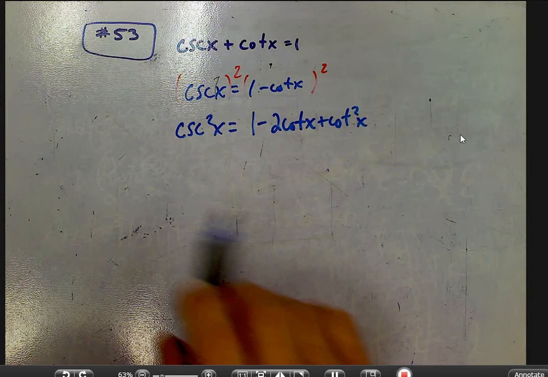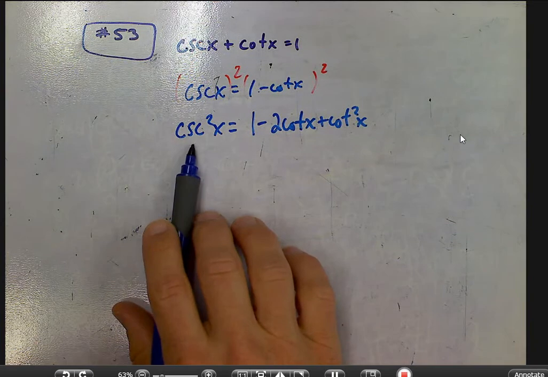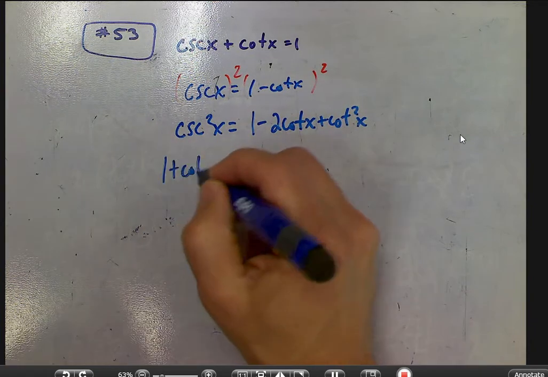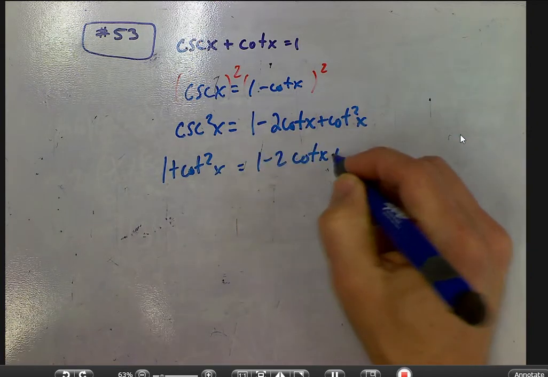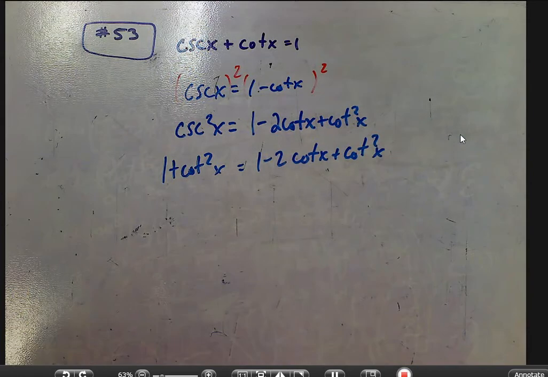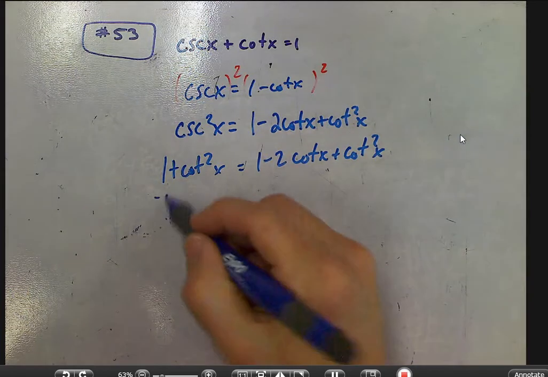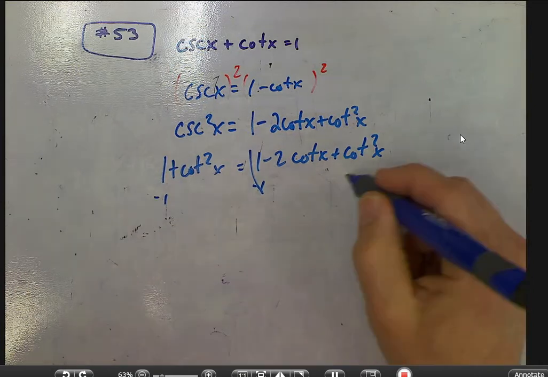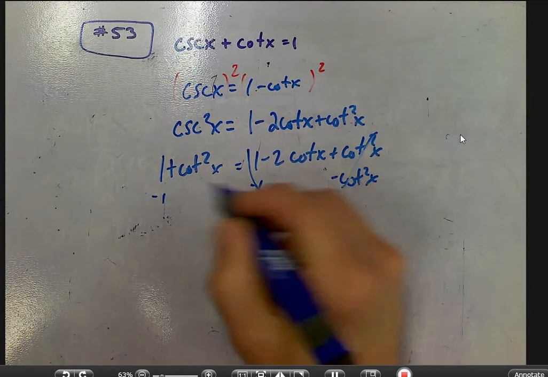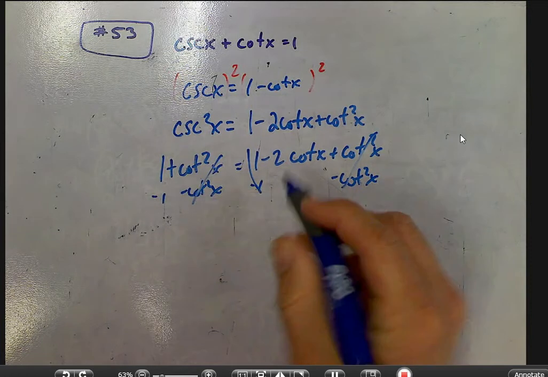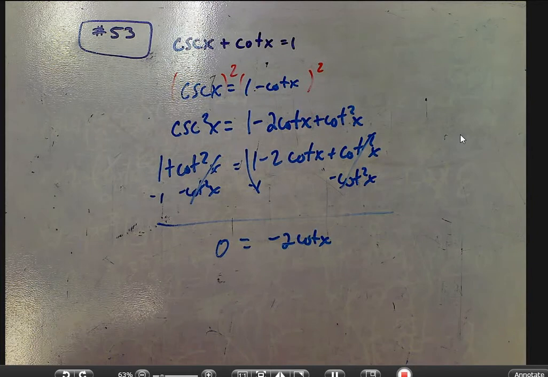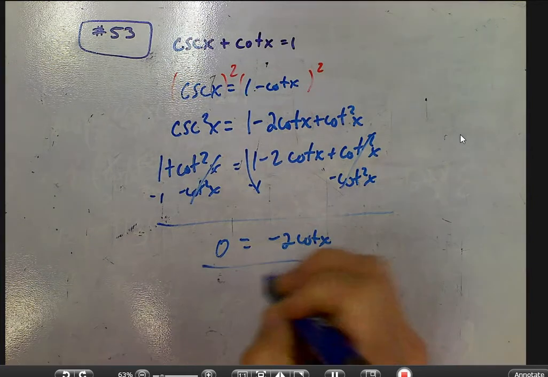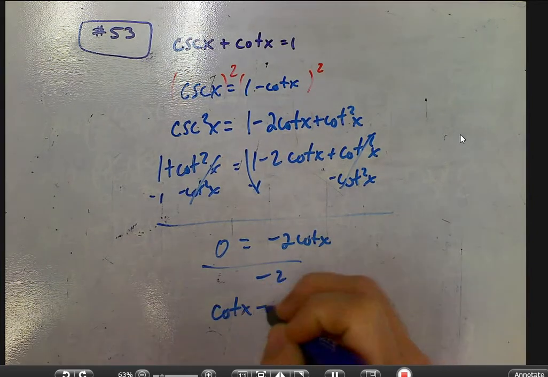Well, there's the formula that says cosecant squared of x is equal to 1 plus cotangent squared of x. So I just use the trig identity and substitute it in. Now I'm going to set it equal to 0. What's nice about this one is when I subtract 1, it cancels out. When I subtract cotangent squared of x from both sides, it cancels out. I'm left with 0 equals negative 2 cotangent of x. If I divide both sides by negative 2, I get cotangent of x equals 0.